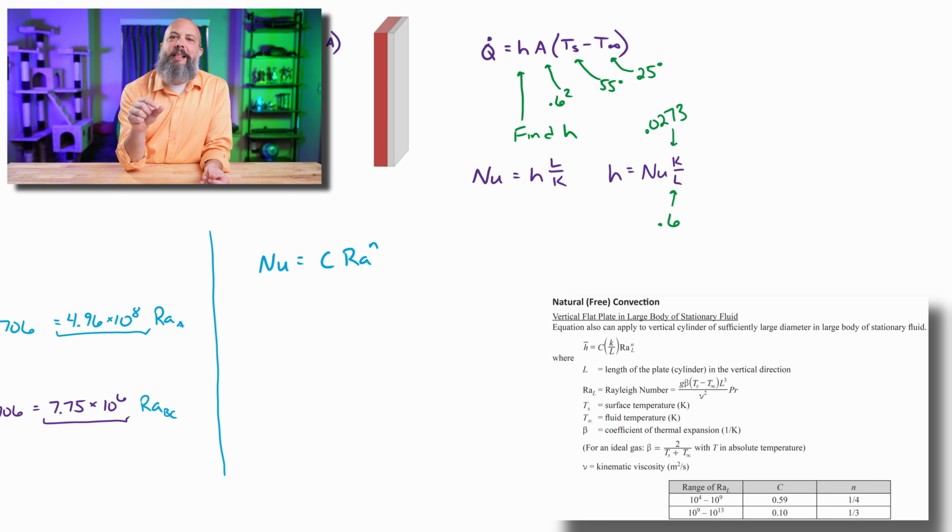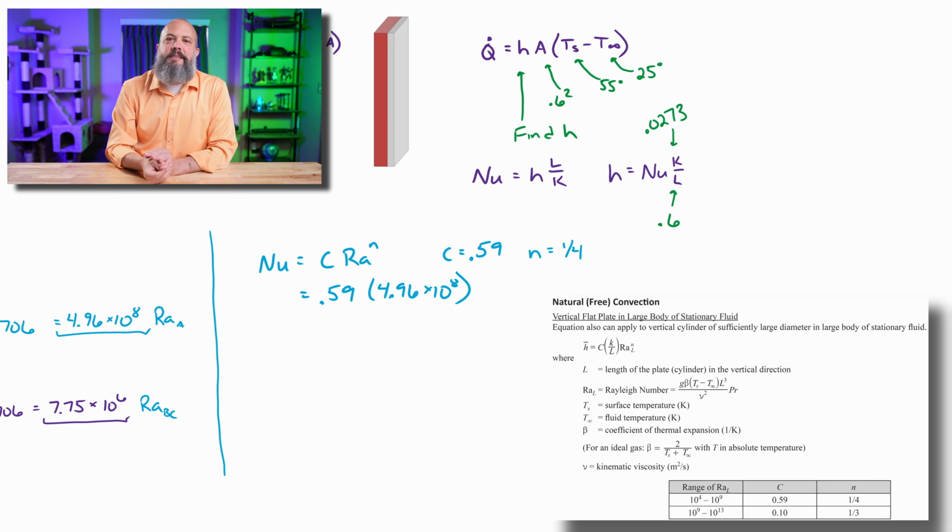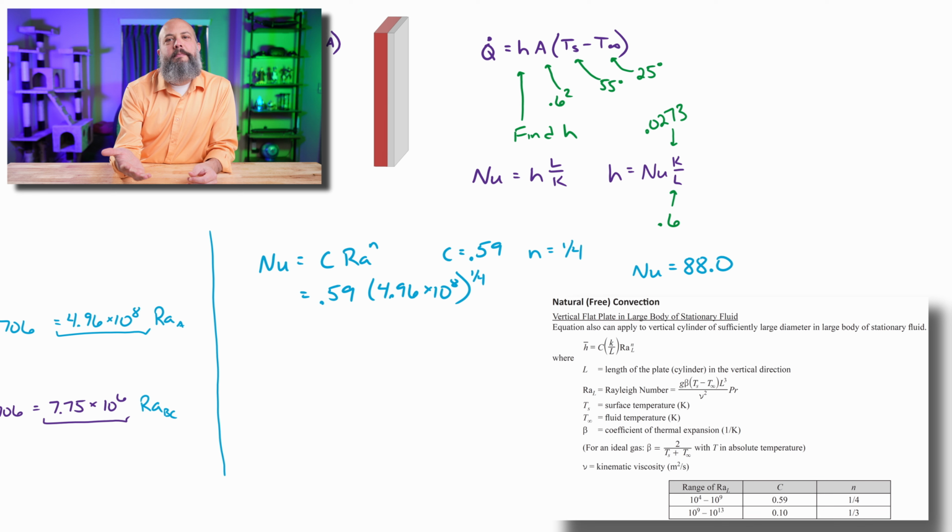C times Rayleigh number to the n. And then these values of C and n will just be dependent on your Rayleigh number. So in this region from 10 to the 4th to 10 to the 9th, we're going to use 0.59 for the coefficient and 1/4 for the exponent. Plug in these numbers, Nusselt number of 88.